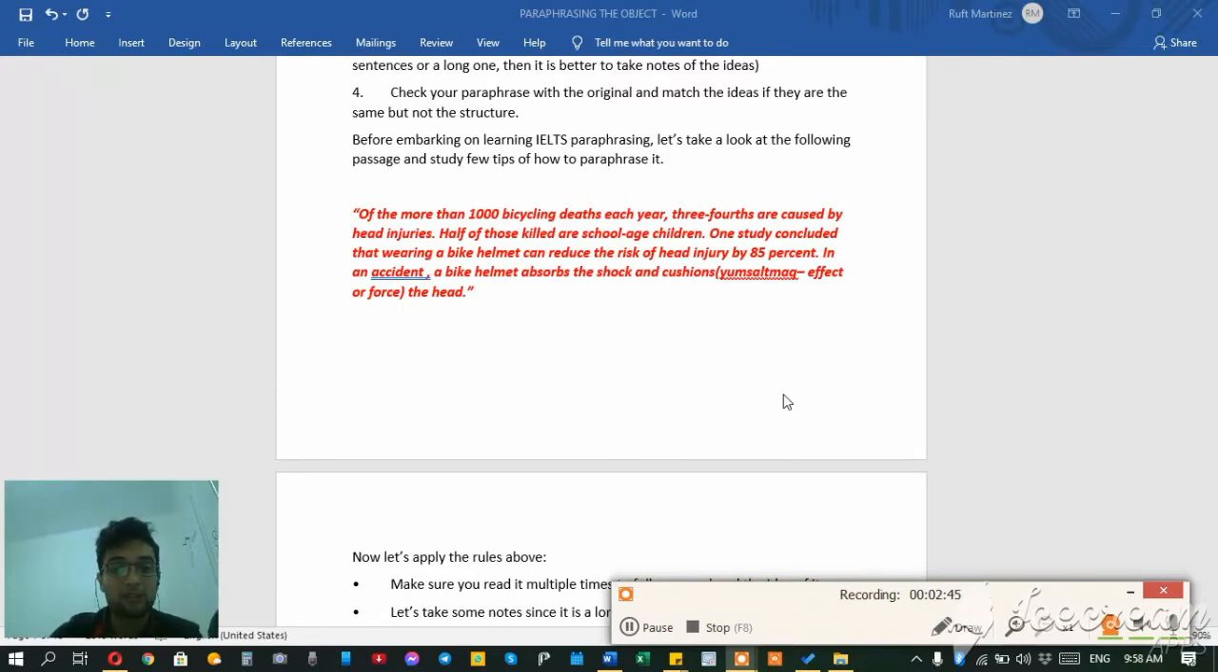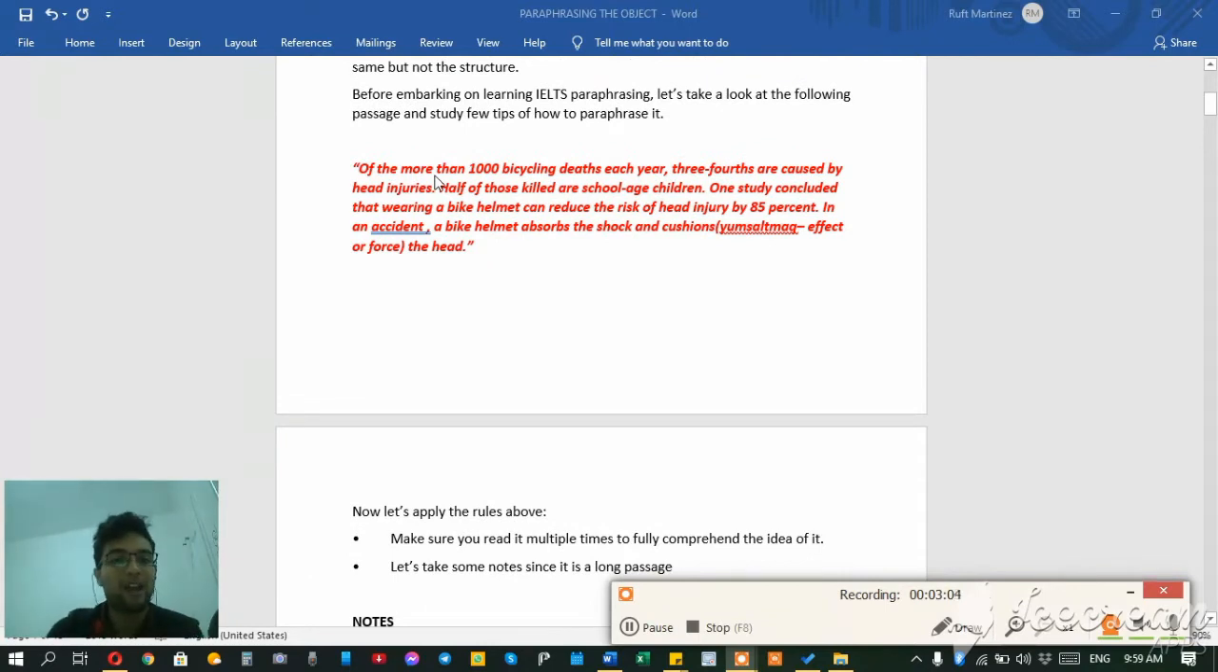In an accident, a bike helmet absorbs the shock, which means it blocks the shock and doesn't let it reach your head, and cushions, which means yumuşatmak, the effect or the force on the head. So we understand that the passage is talking about the deaths of riders of bikes like bicycles, the reason for it, and some statistics. Okay. Very easy. So right now, what I did, I understood the passage.